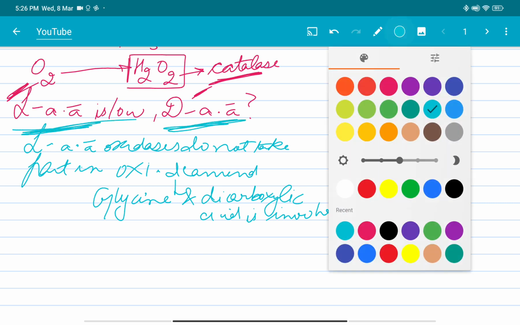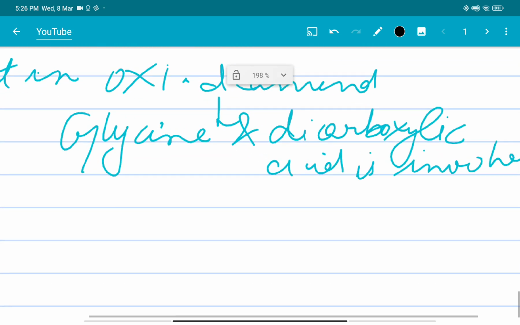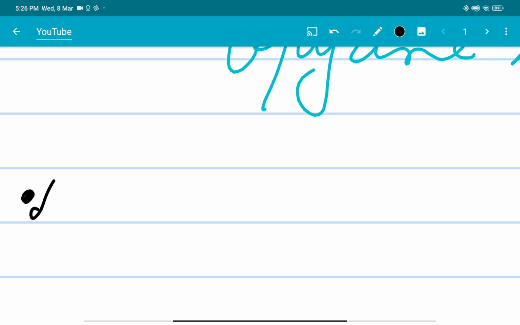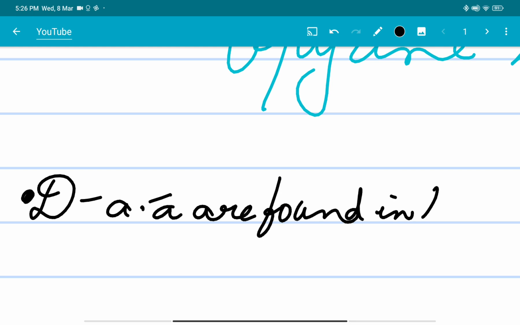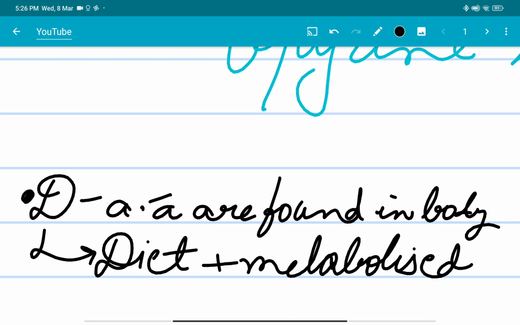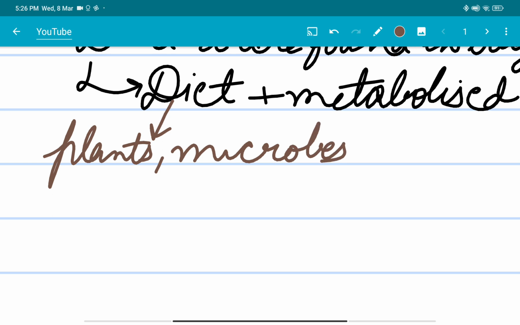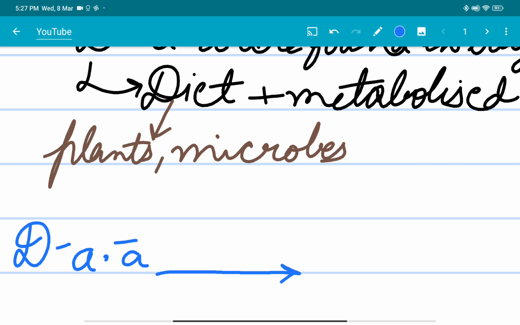So we have to discuss the fate of D-amino acid, like how they are dealt with in the body. Look, the D-amino acids are not found in the body. They are supplied through the diet, and they are even metabolized in the body. The D-amino acid is found in plants and microbes or microorganisms. When taken up in the body, the D-amino acid undergoes the process of transamination.